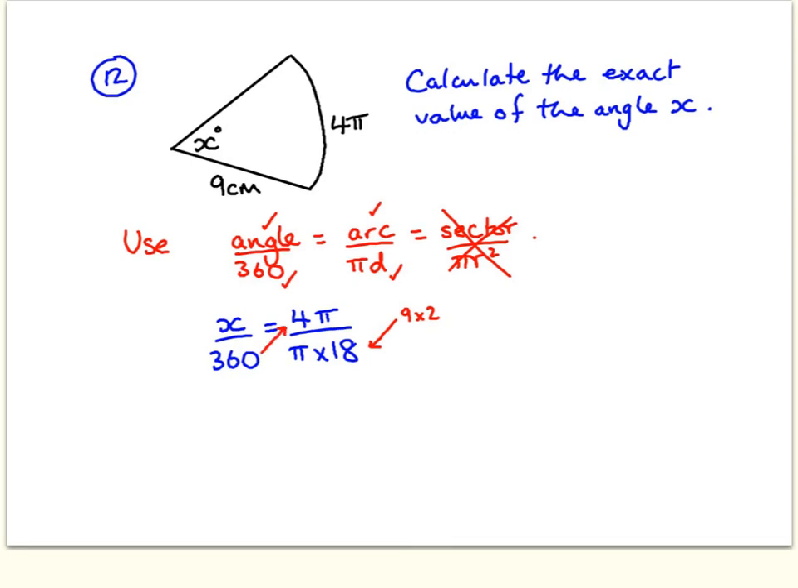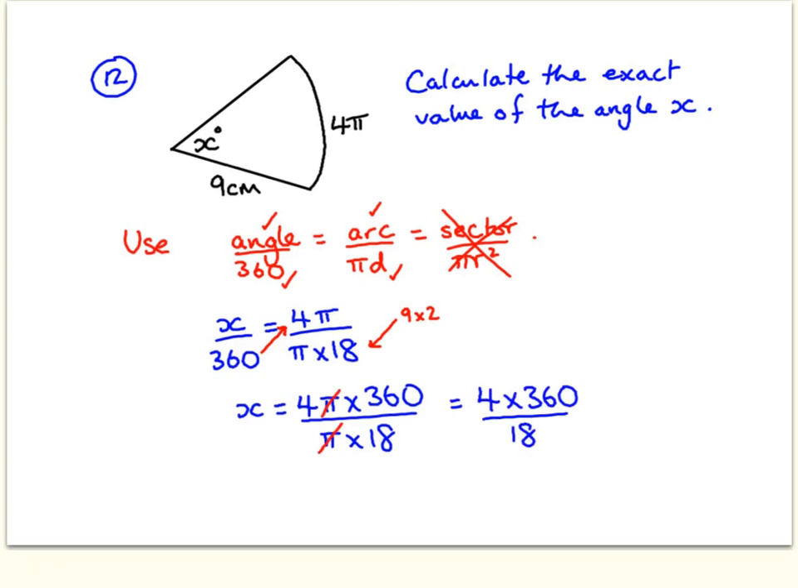Cross multiply again, so we get x on its own. And remember, x is on the top. That's where we want it. X equals 4 pi times 360 over pi times 18. You should be able to notice by now that the pi's cancel. It will just give you a series of numbers. 4 times 360 over 18.